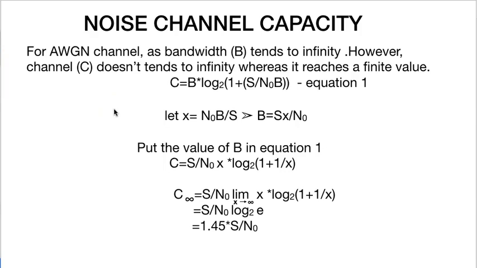The noise channel capacity. We have often assumed that as the noise increases, the channel capacity also increases. But this is not the scenario. We can see that for an AWGN channel, that is additive white Gaussian noise channel, as bandwidth tends to infinity, the channel capacity doesn't tend to infinity, whereas it reaches a finite value. C equals B into log 2 of 1 plus S by N naught B. That is the mathematical formula to calculate the channel capacity, which gives me a finite value for an infinite bandwidth.